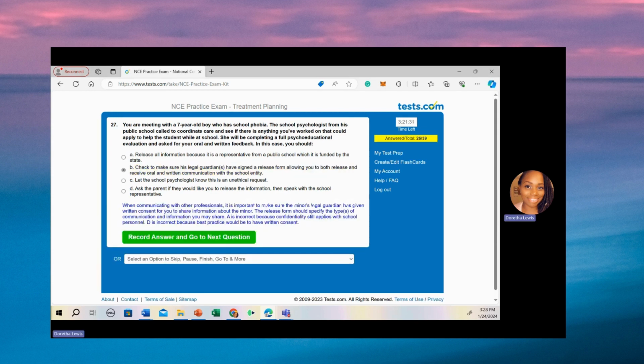Check to make sure his legal guardians have signed a release form allowing you to both release and receive oral and written communication with the school entity. When communicating with other professionals, it is important to make sure the minor's legal guardian has given written consent for you to share information about the minor. The release form should specify types of communication and information you may share. A is incorrect because confidentiality still applies with school personnel. D is incorrect because the best practice would be to have written consent.